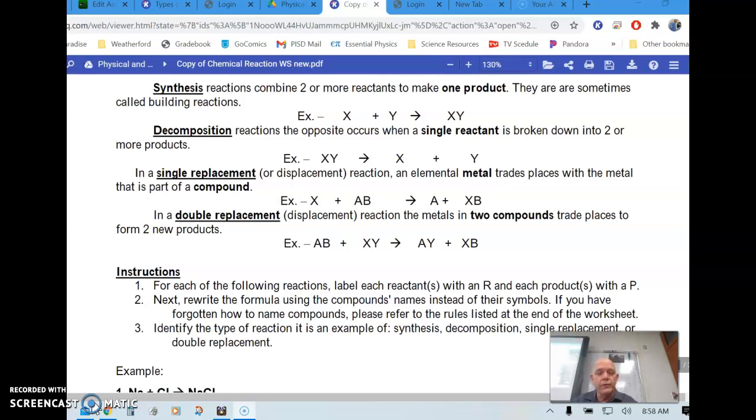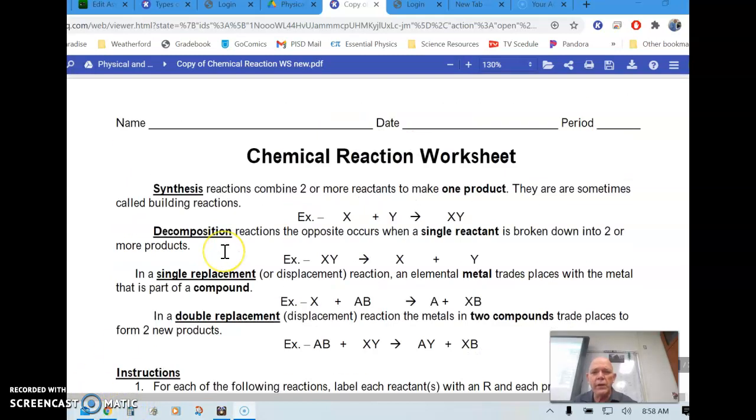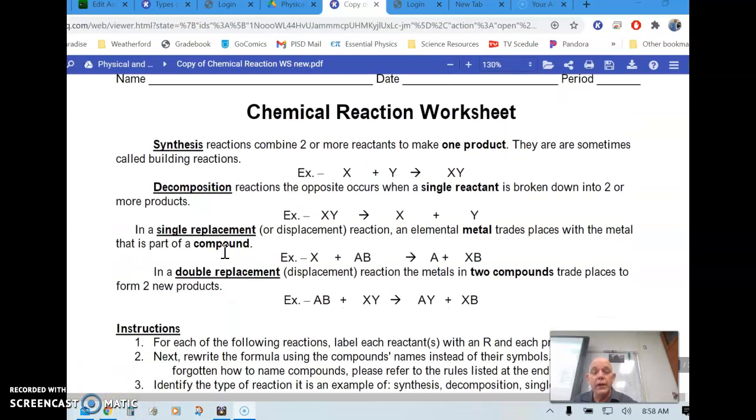All right, so what are we going to do today? Well, we're going to talk about chemical reactions. All right, this is the chemical reaction worksheet. Now, there are four main types. We looked it up here.